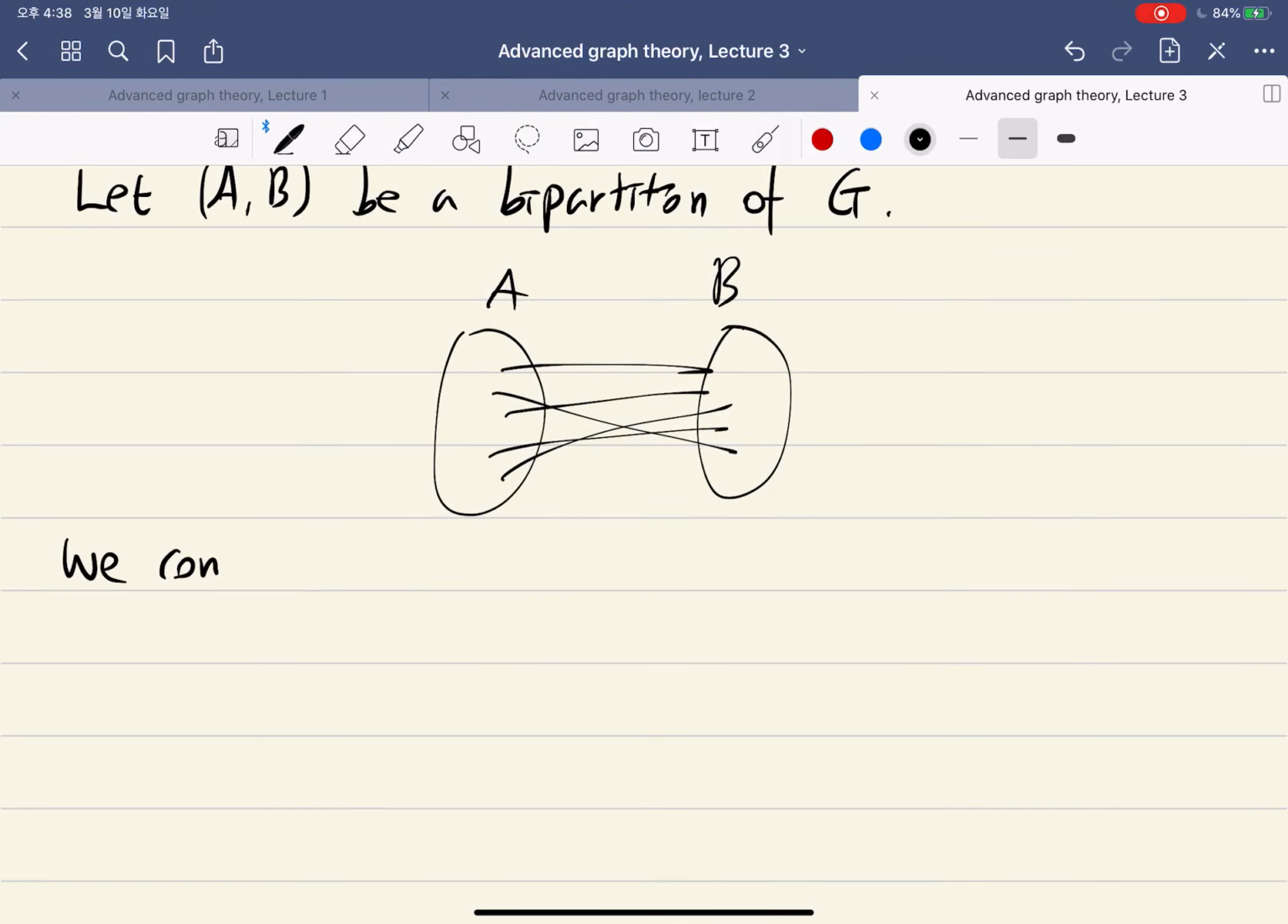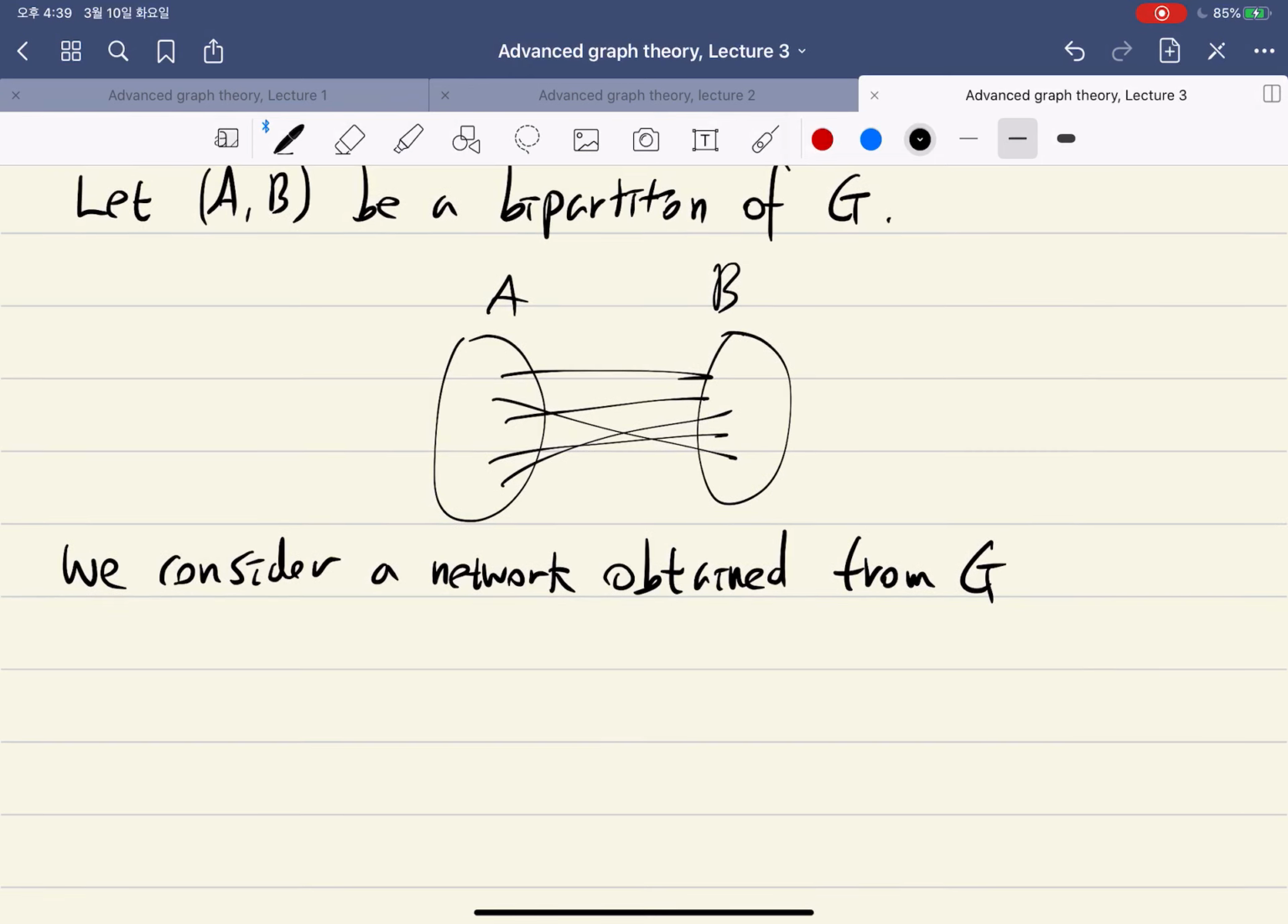What do we do? We consider a network. Of course, to use the flow theory, we have to consider a network. And for a network, we need to have a source and sink. So there should be these two special vertices. But in this case, it is not clear which vertex of G should play the role of source and the role of sink. But instead of that, we have two vertex sets, A and B. So that motivates us to add two new vertices, which are source and sink.